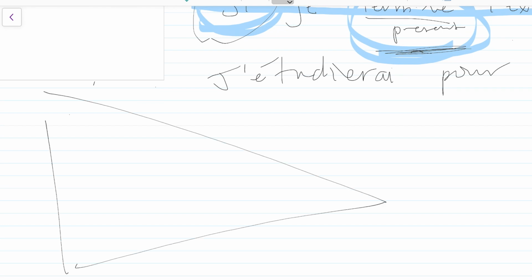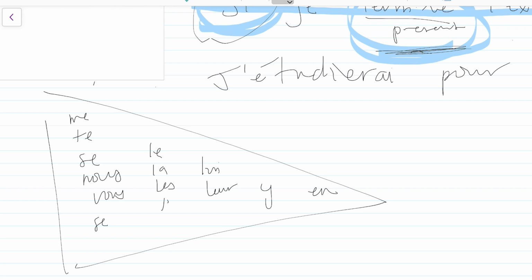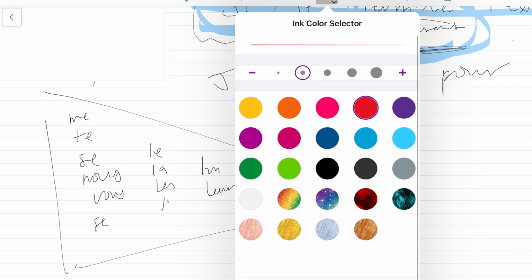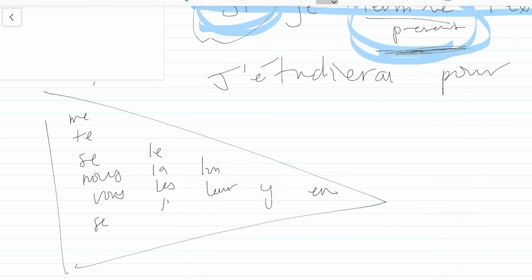I have my triangle. I have me, te, and could have se in there now. Now nous, vous, and se. Then the next column is le, la, les, or l'apostrophe. Then lui, leur, and then y and en. Let's break through these. All right. I'm going to give a big blue.